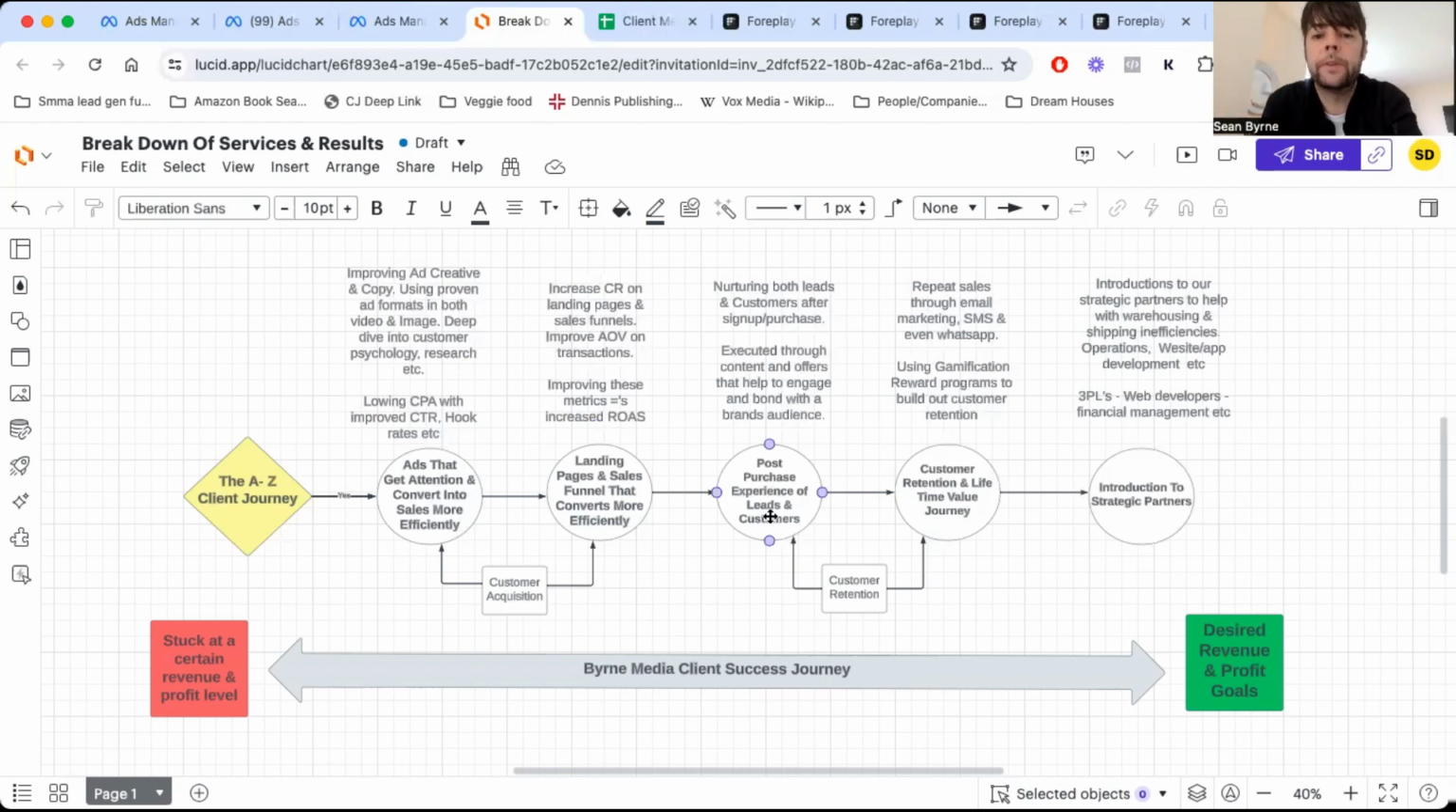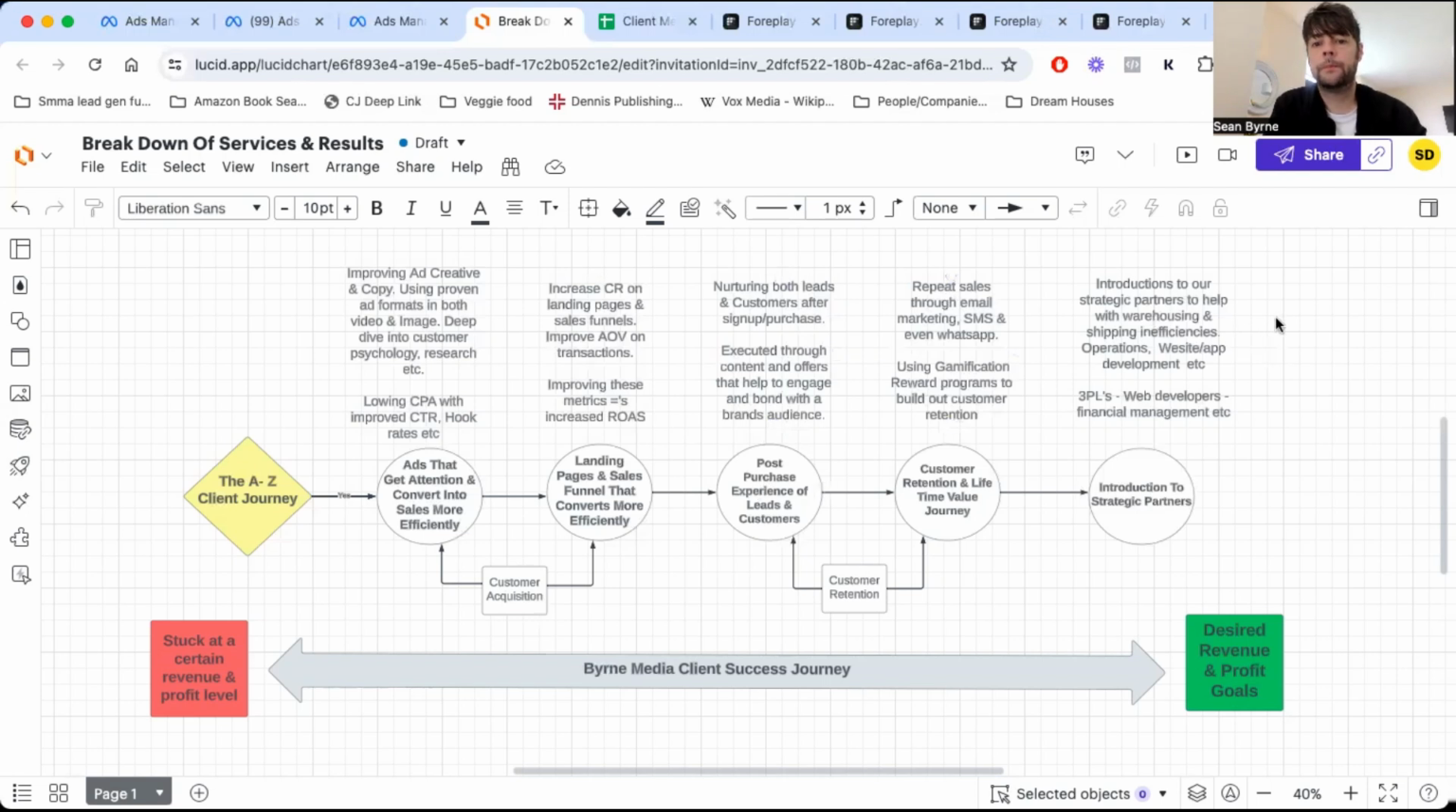Okay. And then there's the post-purchase experience of leads and customers. This is where you're getting customers to purchase, or you're just acquiring leads through an opt-in. But that is all about nurturing relationships at the end of the day. And we do that through content, which helps to engage with the customers or the leads that are coming in, building better bonds, and giving a better experience to your leads and customers. Okay.